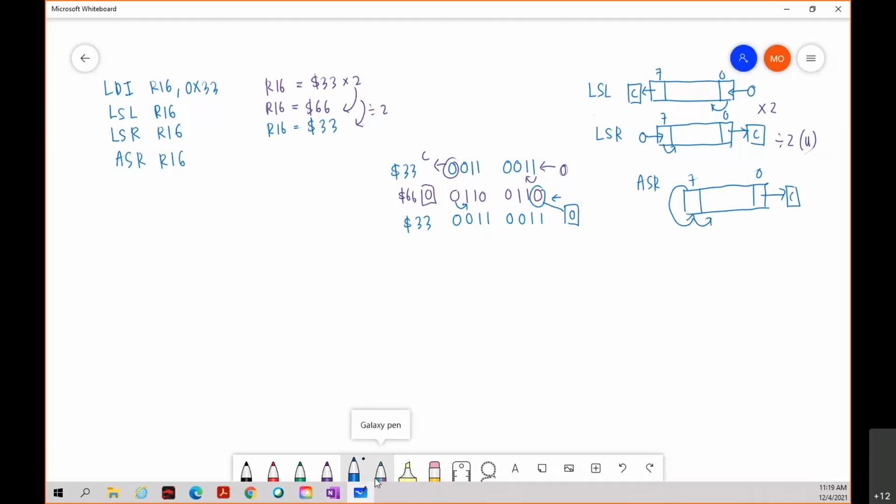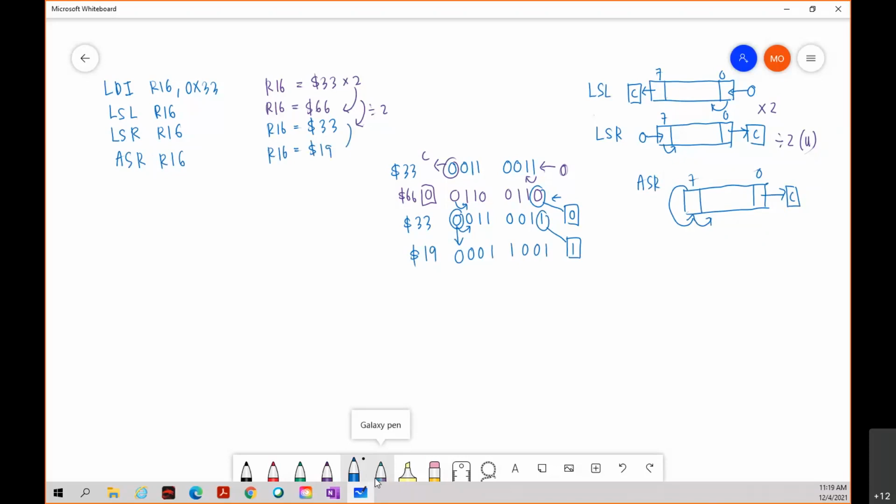The current value of R16 is 33. Now what you need to do is copy bit 7 to bit 7, so you copy this one to here. And then you shift to the right by 1 bit. So this one becomes 0, 0, 1, 1, 0, 0, 1. What about this one? This one will go to your C flag. Let's find out what the value is. You will get 19. So R16 now equals 19.